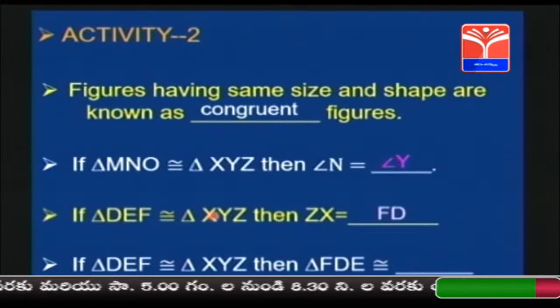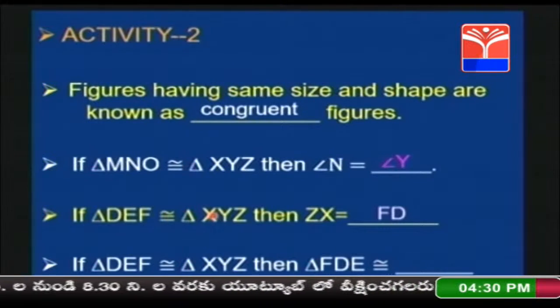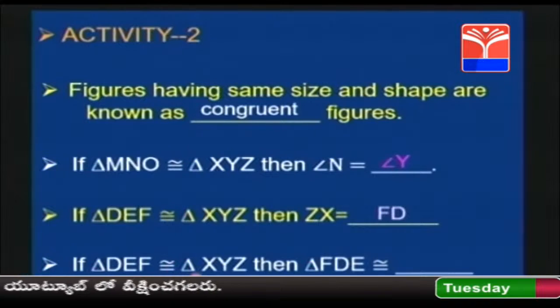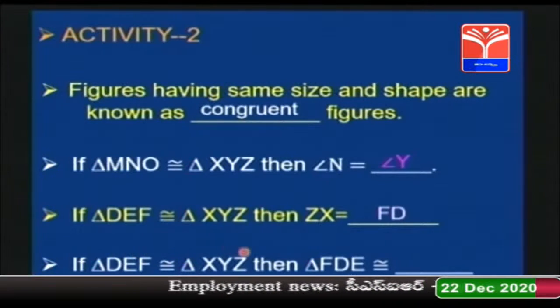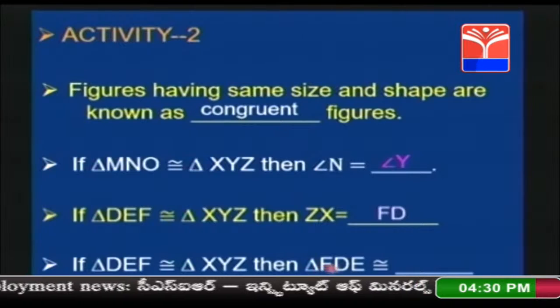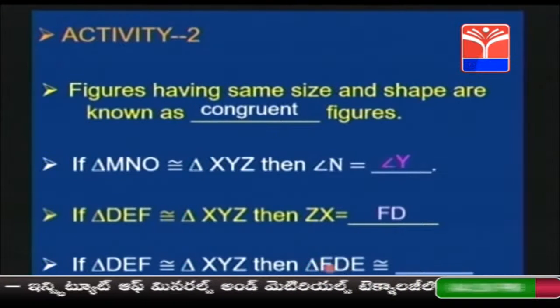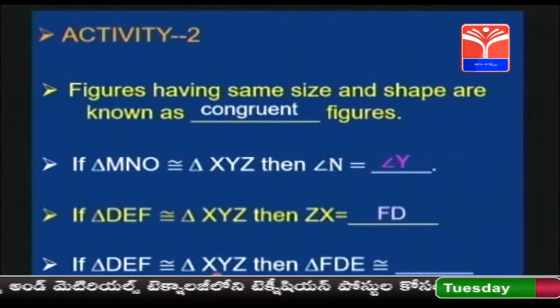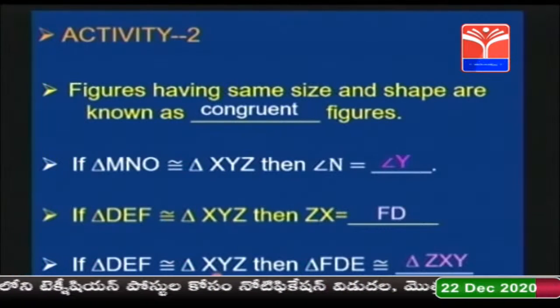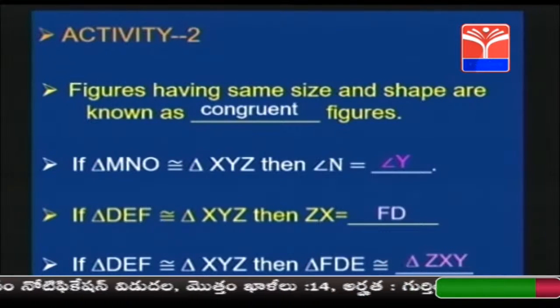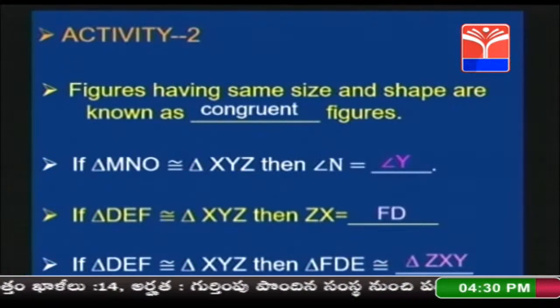Now see the last one. If triangle DEF is congruent to triangle XYZ, then triangle FDE is congruent to what? There is a one-to-one correspondence between the vertices. D corresponds to X, E corresponds to Y, F corresponds to Z. So triangle FDE corresponds to triangle ZXY, because we have to follow the order of correspondence while writing the second triangle.